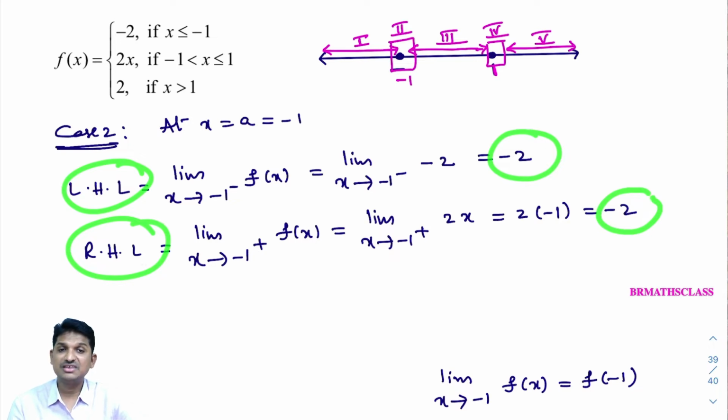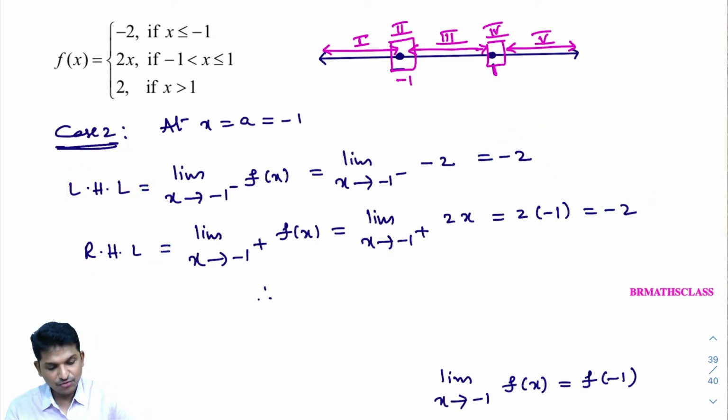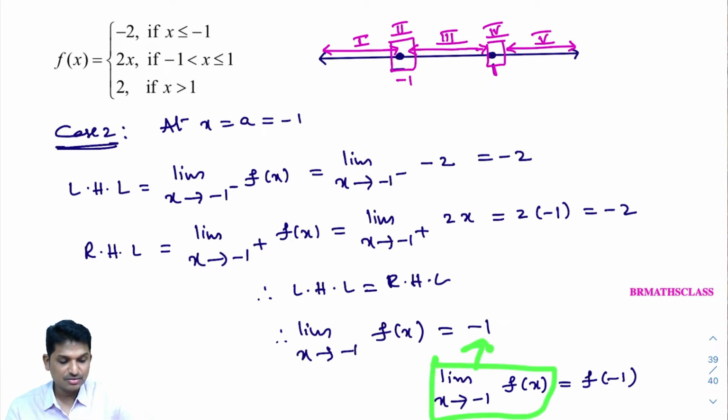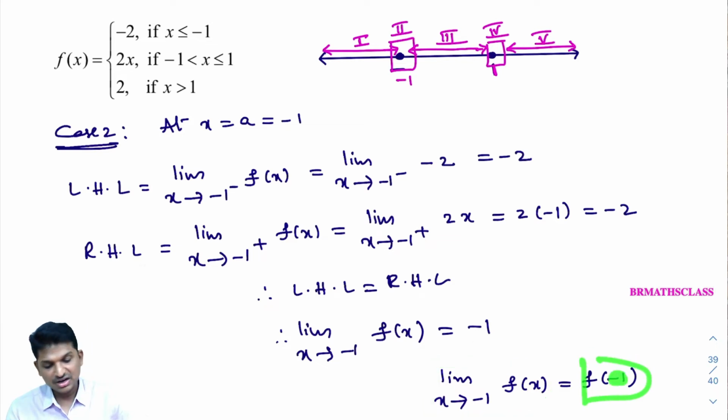Left hand limit is same as right hand limit. So what I'll say? Therefore, I'll write here left hand limit equal to right hand limit. When left hand limit equal to right hand limit, we say that limit x approaches to -1, f of x exists. Now what to calculate? I need to calculate f of -1. Look here, f of -1 I want to calculate. Now x value is -1. When x value is -1, what is the function? Function is -2.